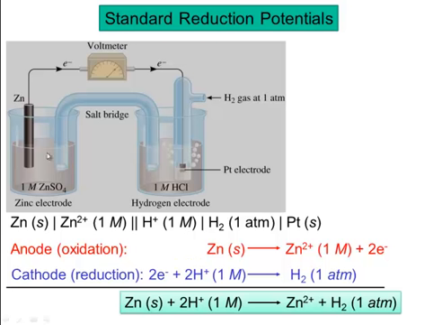At the anode, that is a zinc electrode, the reaction is zinc atoms becoming zinc ions plus 2 electrons, whereas at the cathode, 2 H plus ions combine with 2 electrons to become hydrogen molecule. So the overall reaction, if we cancel out these 2 electrons, will be zinc plus 2 H plus ions, giving you zinc ions plus hydrogen gas.